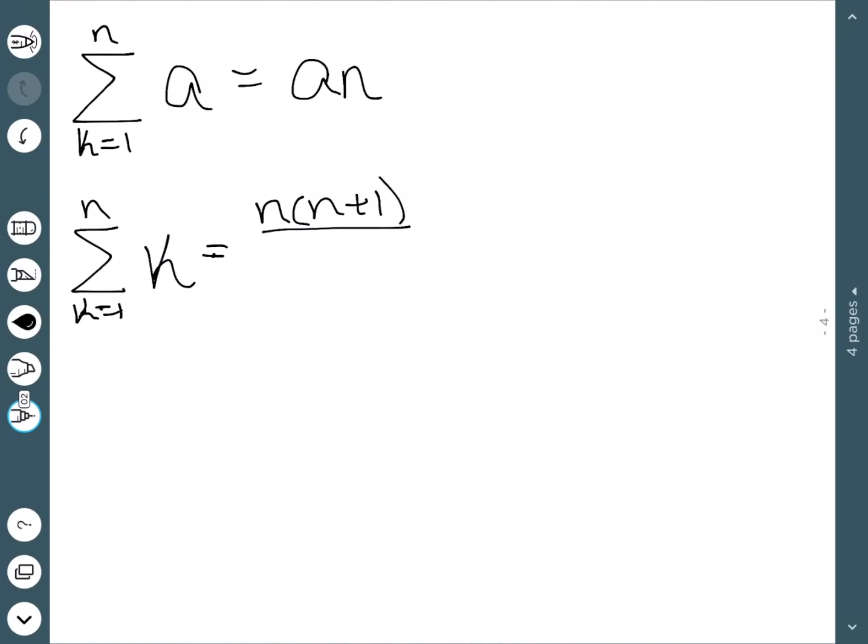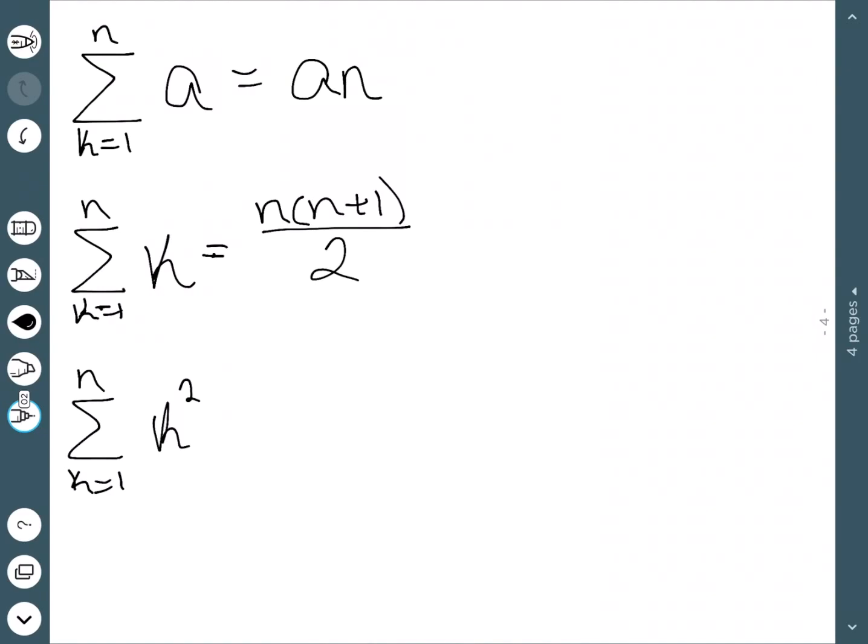The first looks at when we add from 1 to n of a, just a number, like the summation from 1 to 5 of the number 7. This is just going to be a times n, however high the summation goes up. If I add from 1 to n of k, so I add 1 plus 2 plus 3 plus 4 plus 5, etc., it's going to be the number I stop at times the next number, all divided by 2.